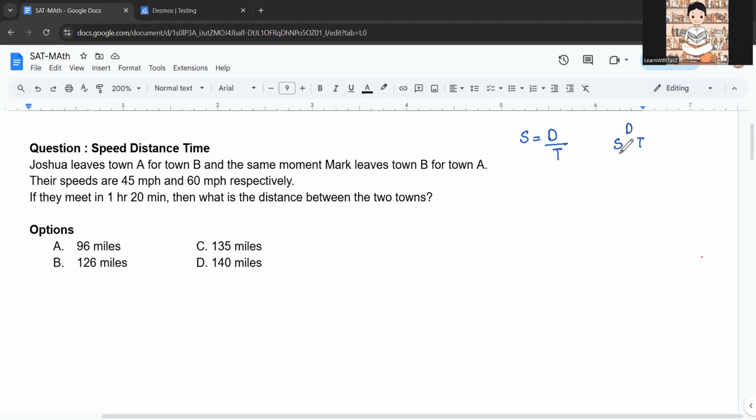See, speed equals distance over time. I already wrote that here, so I won't do that again. Time here will be distance divided by speed. And the last thing we need is the distance. It will be speed times time.